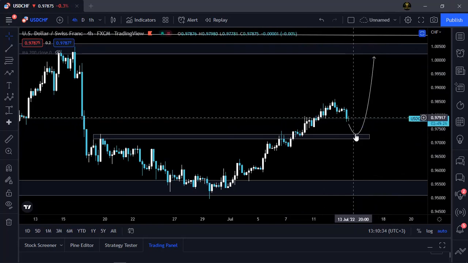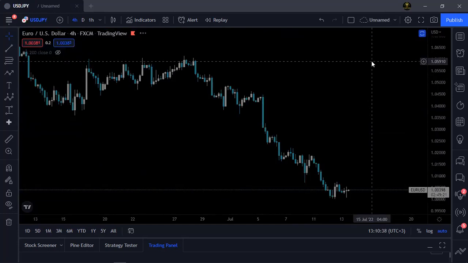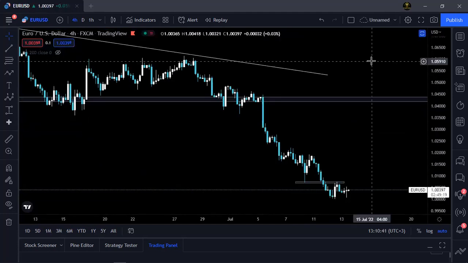So I'm not going to be taking the sell. I'll just wait for a safe trade here, a good trade. There's always an abundance of opportunities in the market, so why rush it, right?